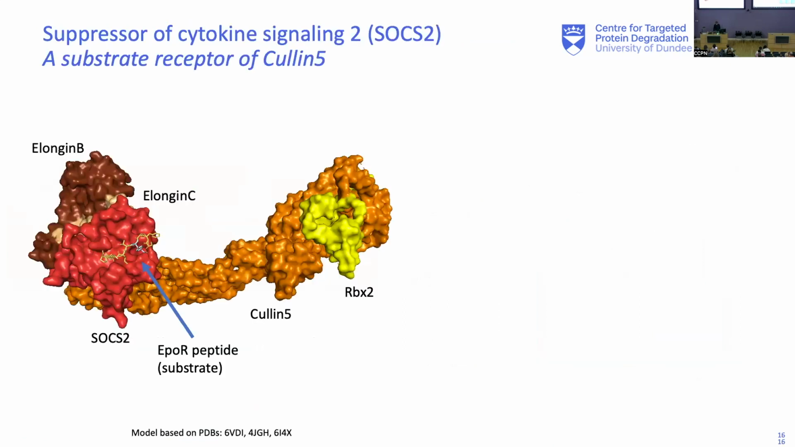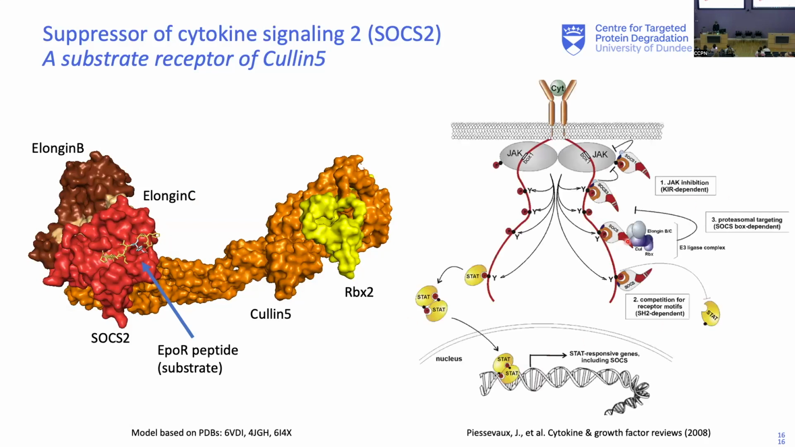With that, I'm going to switch to the second part of the talk, where I want to talk about the work on suppressor of cytokine signaling 2. This is a substrate receptor for Cullin-5 that recognizes an epitope in the intracellular domain of cytokine receptors after they get phosphorylated at a tyrosine. That provides a negative feedback loop for cytokine signaling to avoid things like cytokine storms that you sometimes see in infectious diseases.